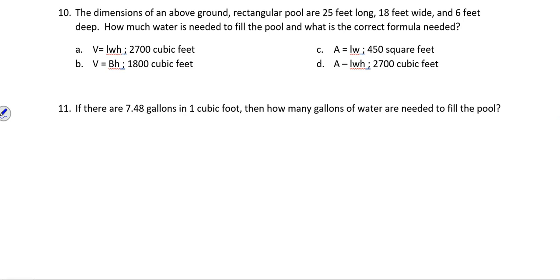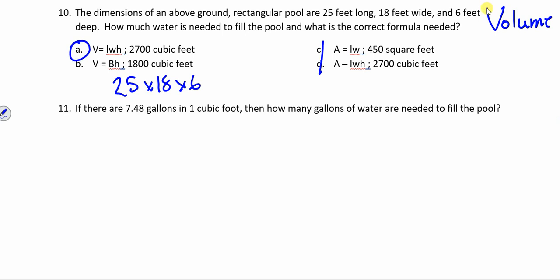So I want to know how much water can fit in a three-dimensional object. So I'm not worried about the surface area. I'm not worried about area. I'm looking at 3 dimensions and the amount of stuff that something can hold. That right there tells me this is going to be a volume problem. So that means C and D are out, leaving just A and B. Both of those formulas, volume equals length times width times height and volume equals base times height, are correct. But if you plug in 25 times 18 times 6, only one of these is the correct option, and it would be A.